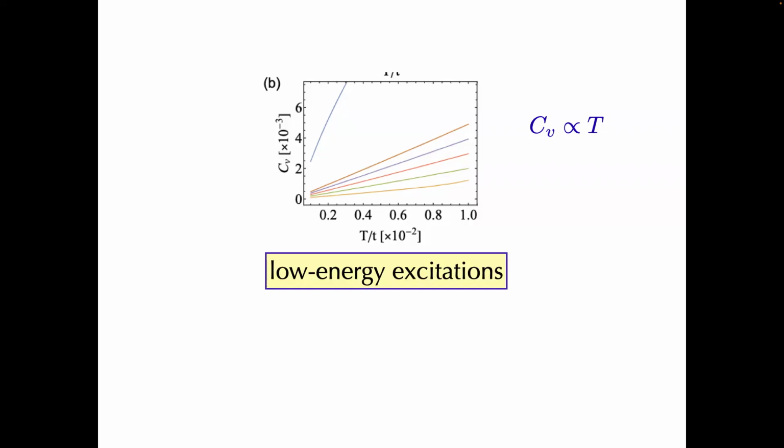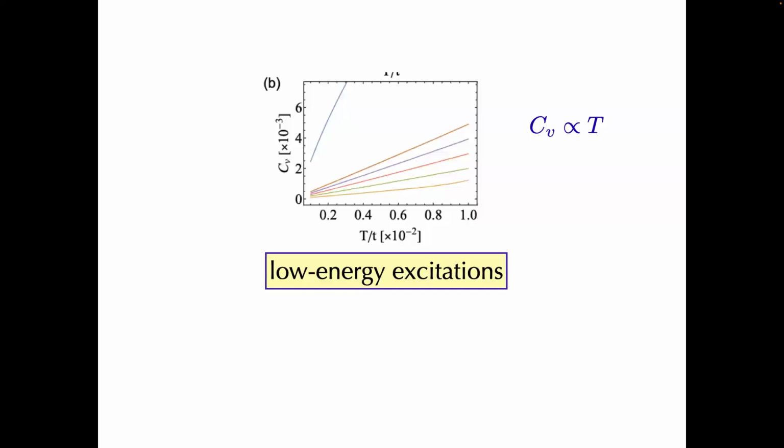Now, because we've done everything analytically, we can just go and look at the matrix elements and the excitation energies and determine what is giving rise to this T-linear heat capacity. Sorry, T-linear heat capacity. We've also done transport, but I'm not going to talk about that.